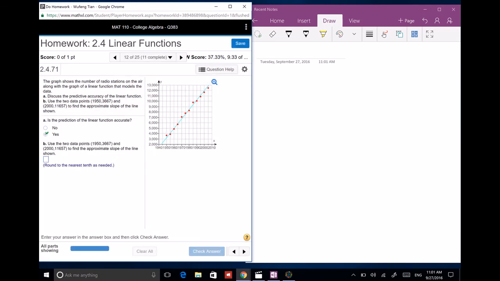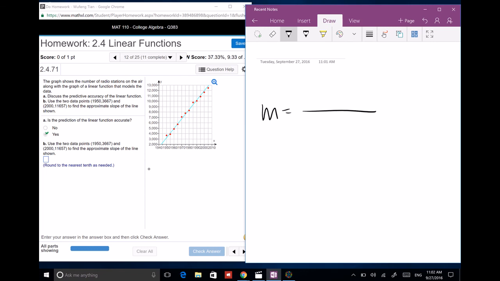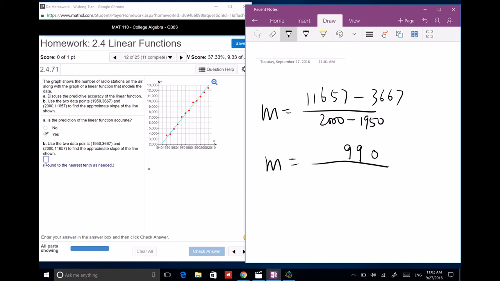And the next one, you use the 2 data points and find the approximate slope of the line shown. Basically, it gives you x and y. So for the slope m, you plug it in. The y values are 11,657 minus 3,667 over the year 2000 minus the year 1950. Then you find the slope. That minus is 9, that minus is 9, minus is 8, no, 7. And this is 50 years. Okay, so you have to use a calculator.